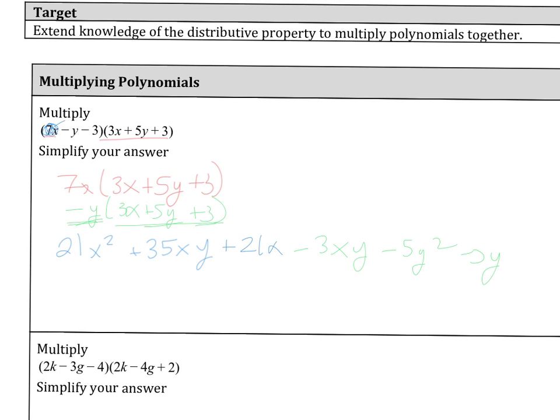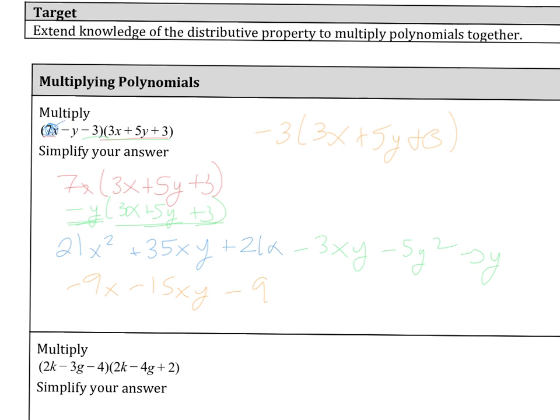And then the last part is take this negative 3 times all this stuff. So that's going to look something like, let me put that over here, negative 3 times all that same stuff will give me a negative 9x minus 15xy minus 9. So now I'm going to scan all of these things, and I'm going to look for like terms, and I'm going to combine like terms. I'm going to do this very systematically.